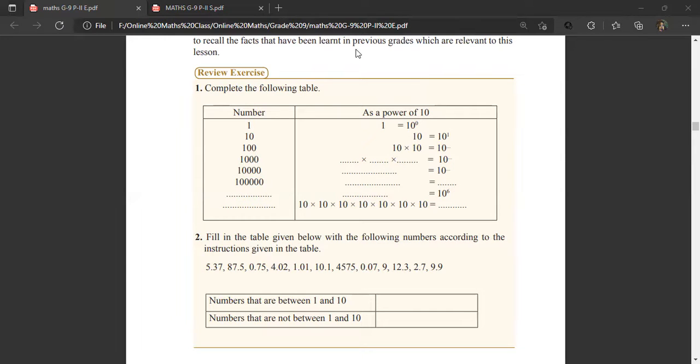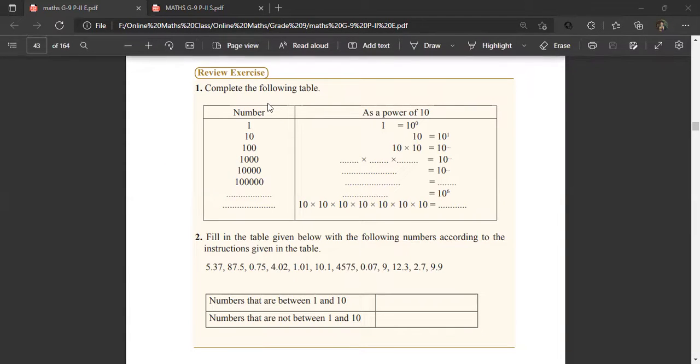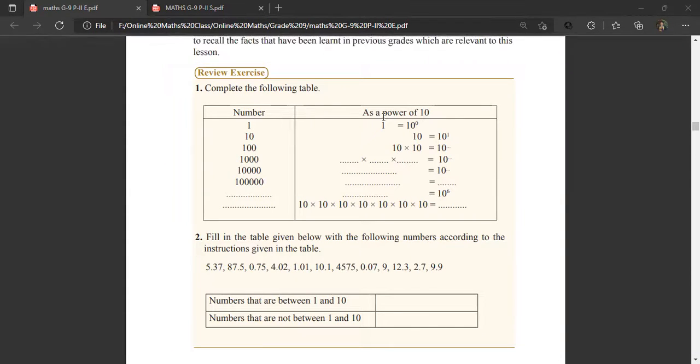Can you read the answers one by one? First one, 10 to the power 2. Second row, 10 into 10 into 10, that is 10 to the power 3. Next row, 10 into 10 into 10 into 10, the 4 power times, 10 to the power 4. Next, 10 into 10 into 10 into 10 into 10, that is 10 to the power 5.